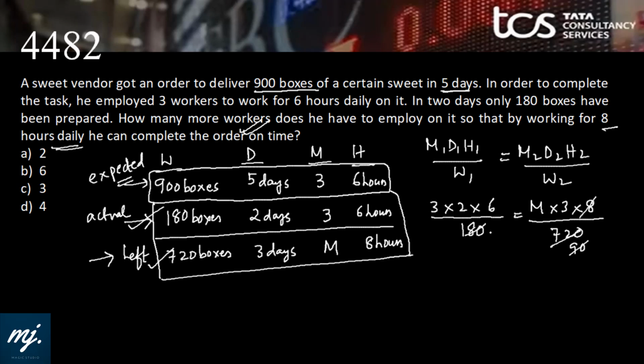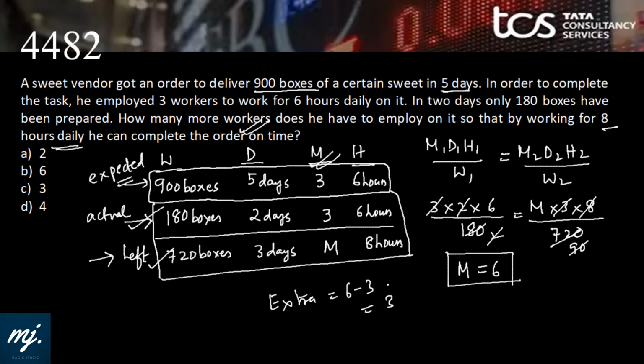This goes 90, this goes 2 times, this goes off, 3 goes with 3. That means M is equal to 6. We require 6 men, but we already have 3 men with us. That means extra men required are 6 minus 3, that is 3. Option C is the best pick. And MDH rocks.